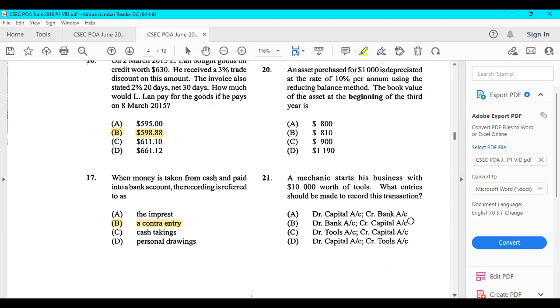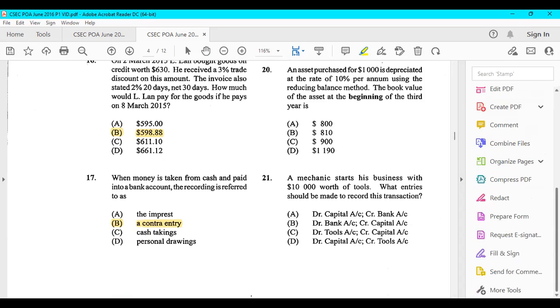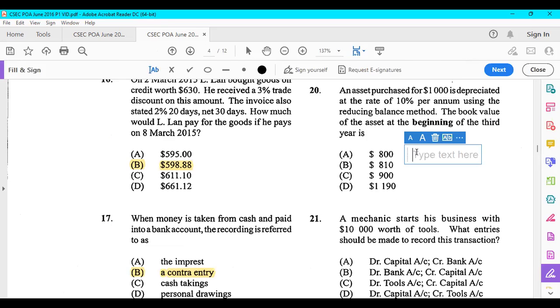All right, number 20. An asset purchased for $1,000 is depreciated at a rate of 10% per annum using the reducing balance method. The book value of the asset at the beginning of the third year is... All right, so what we're saying here is we're going to use, you remember that thing? We do year 1, year 2, and calculate depreciation, then you find the book value. All right, so the cost of the asset is... okay, you know, I actually have to work this out.